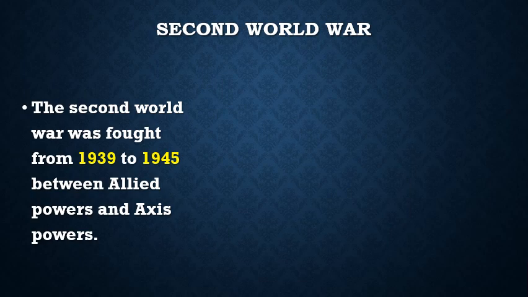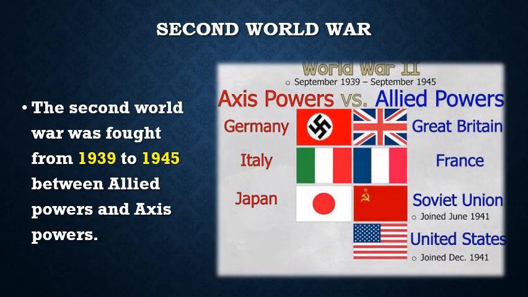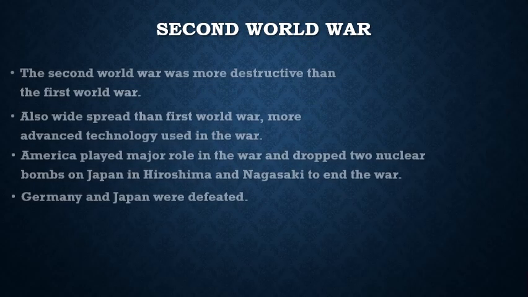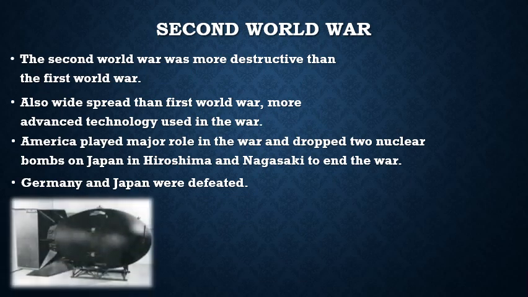Let us now study about the Second World War. The Second World War was fought from 1939 to 1945 between the Allied powers and the Axis powers. The Second World War proved to be far more destructive than the First World War. Not only was it more widespread compared to the First World War, but also more advanced technology was employed in this war.